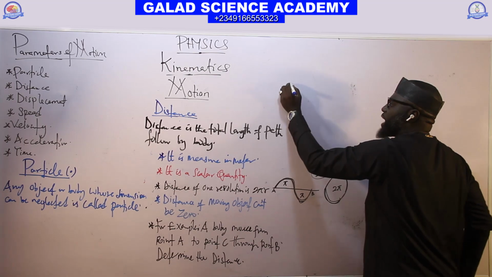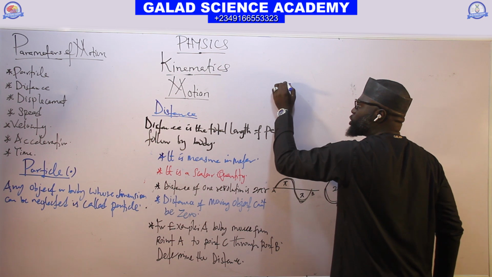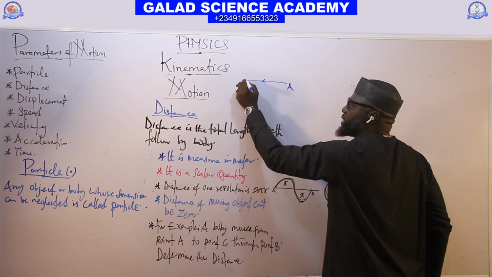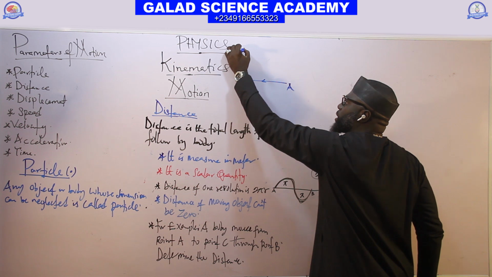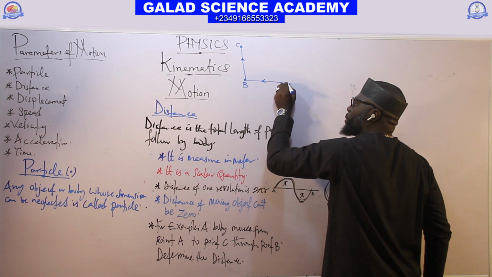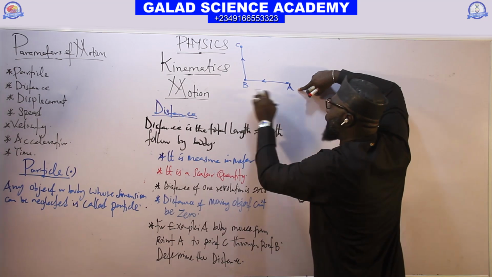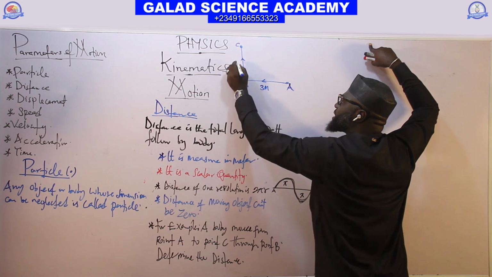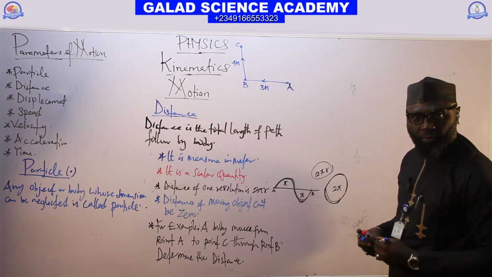Assuming this point A is the starting point, the body moves from point A to point B, then to point C. If the distance between point A and B is 3 meters, and the distance between B and C is 4 meters, you are now asked to find the distance.